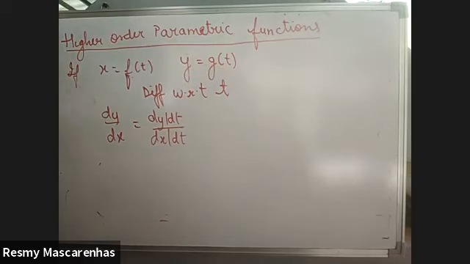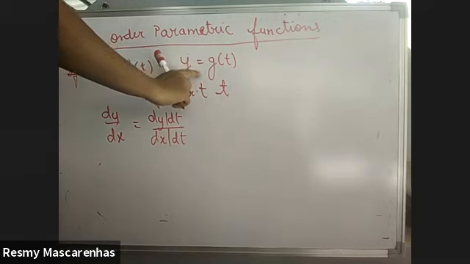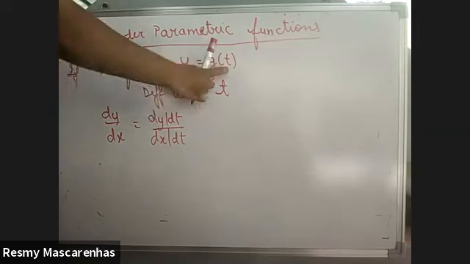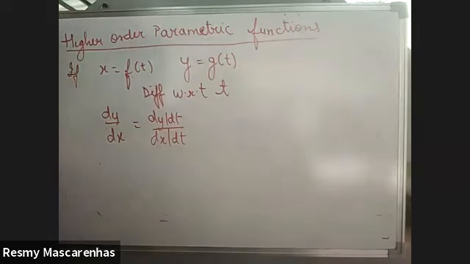Now the first step is that we have to differentiate x with respect to t. Same way we have to differentiate y also with respect to t. Both separately we have to differentiate. And what was dy by dx? It is dy upon dt, this answer upon your x answer. So this was the parametric differentiation which we have done till now.